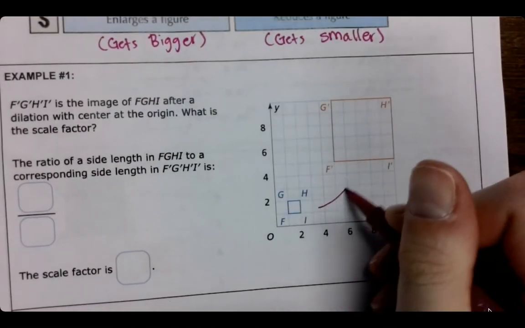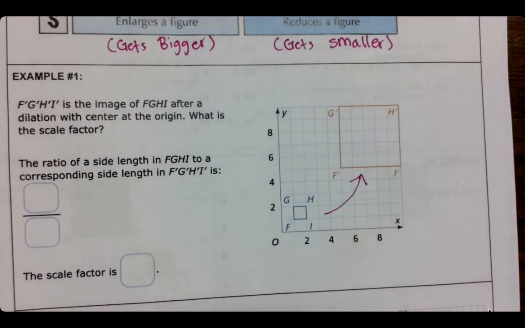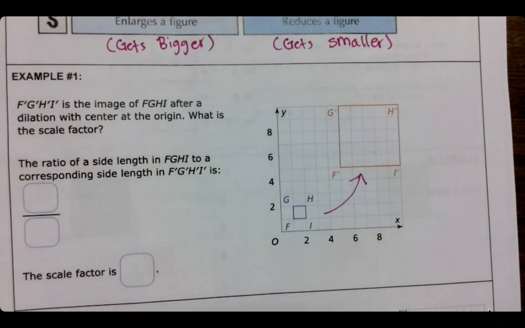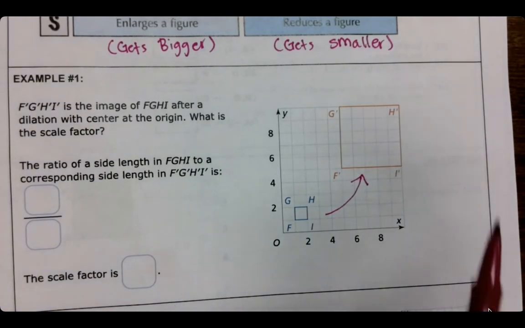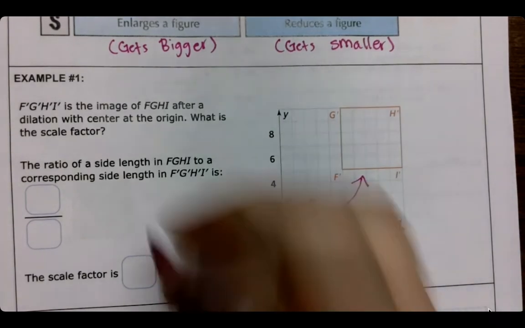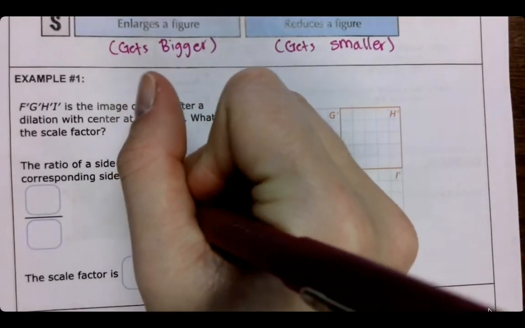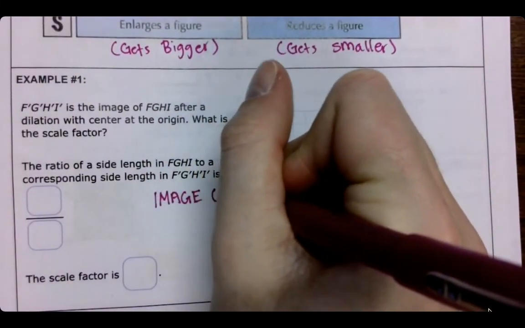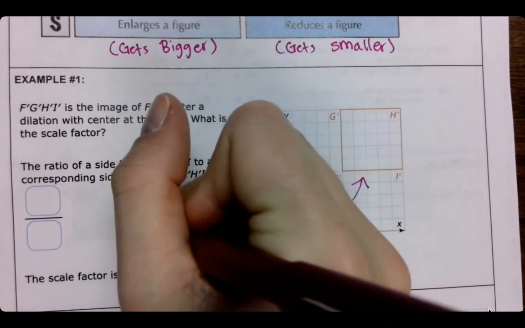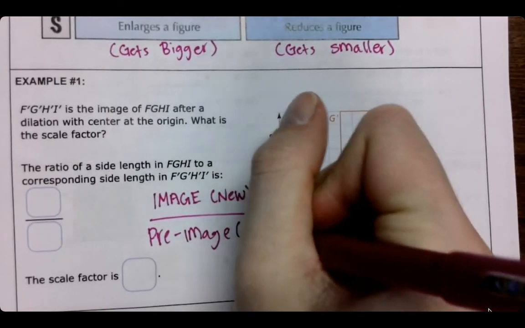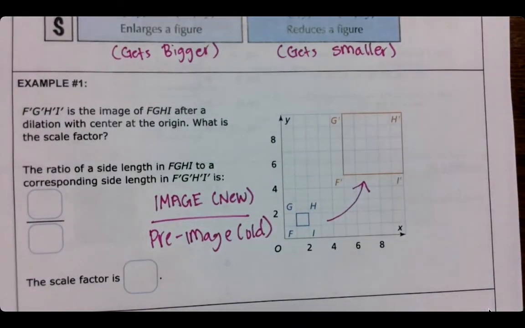So remember, draw our arrow. We're going there. So when we do our scale factor, which is kind of like this ratio here, we are going to do the new shape over the old shape. Okay? So the image, which is the new, over the pre-image, which is the old. All right?